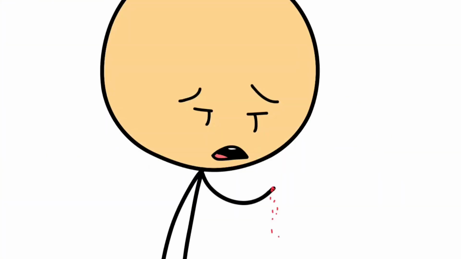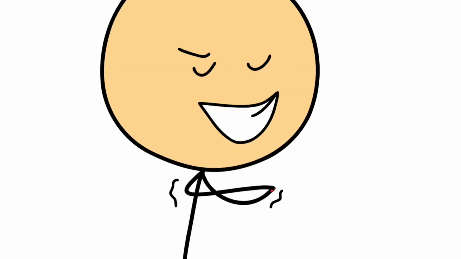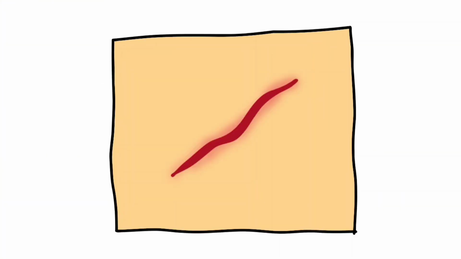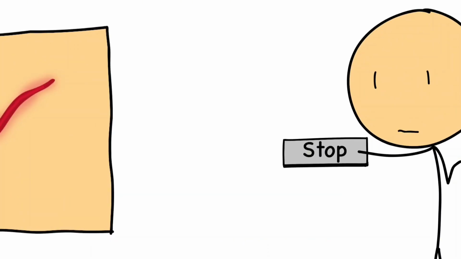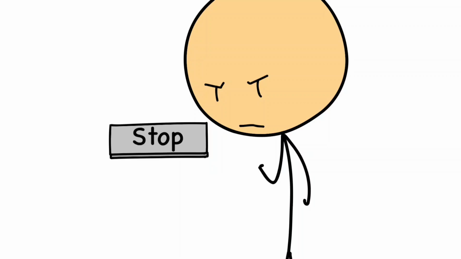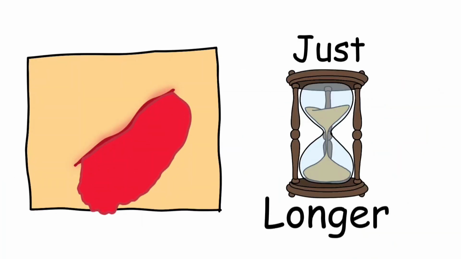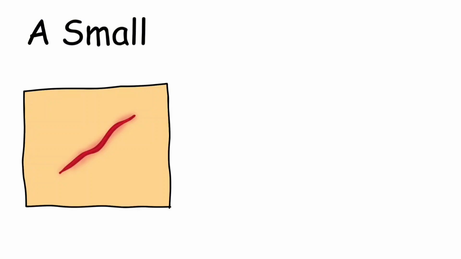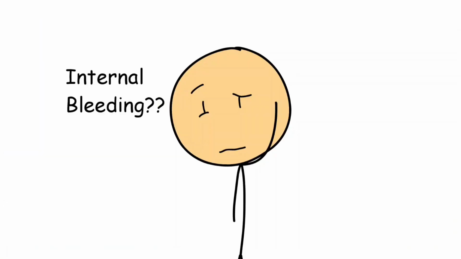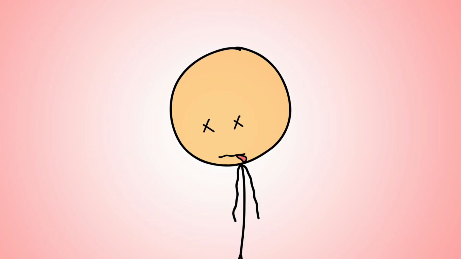Hemophilia, the bleeding that won't stop. Most people think of blood as messy, but also manageable. Get a paper cut, it bleeds a little, and then it stops. Simple. But if you have hemophilia, that stop button doesn't work. Hemophilia is a genetic disorder that stops your blood from clotting properly. It doesn't mean you'll bleed faster, just longer. A small bruise can become a big problem. And an internal bleed, something you can't even see, can be deadly.